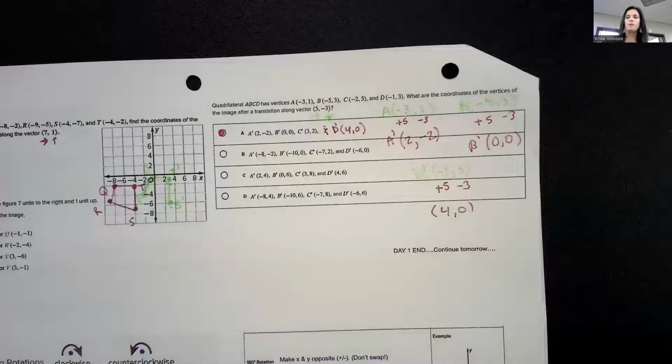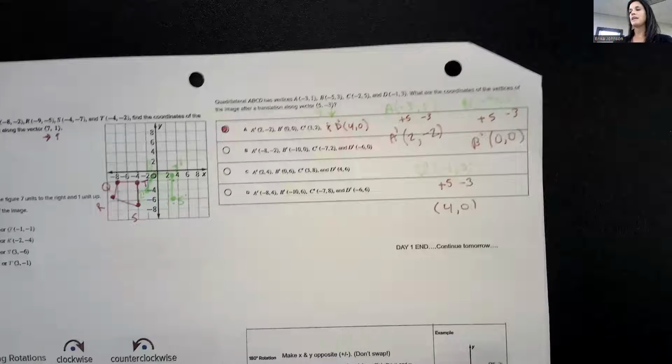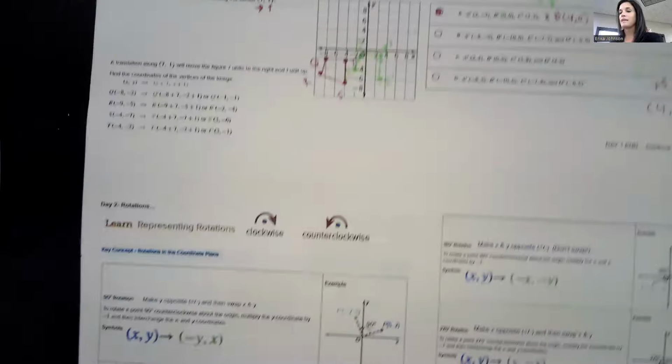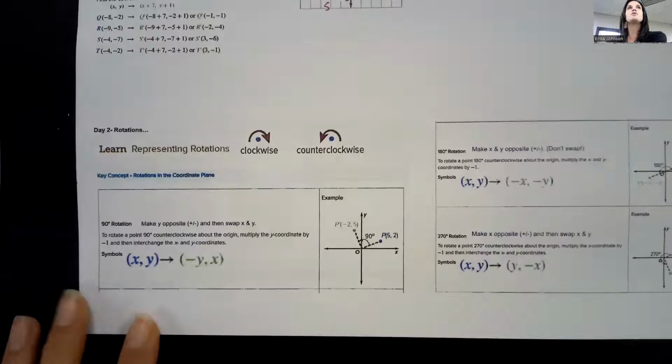Yesterday, we finished up with translations. We looked at how to do reflections and translations, and I told you the second day we'll be doing rotations. We just have to finish up our notes page. Won't be very long, and we'll have time to practice it. Okay, so how to do a rotation.